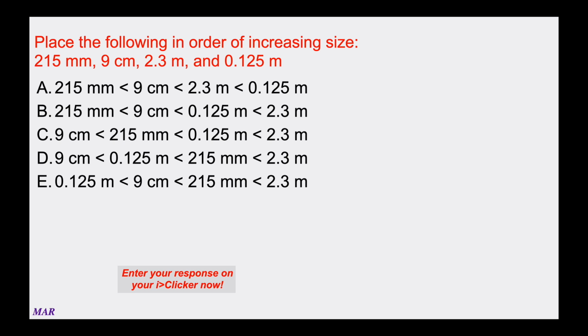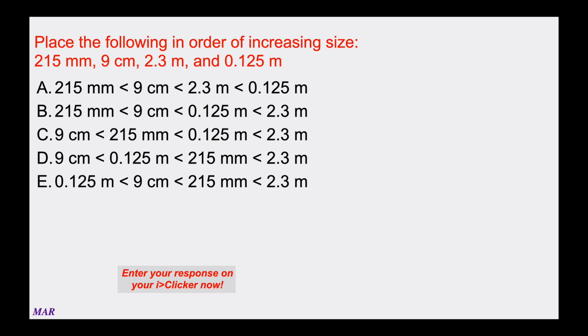So smallest to largest is what you want to do. Now, there's a whole bunch of different ways to solve this problem. I would probably convert things to meters. You already have 2 meter values. So if you can convert 215 millimeters to meters and 9 centimeters to meters, that would be, I think, the less work. Of course, you have to know about the metric prefixes.